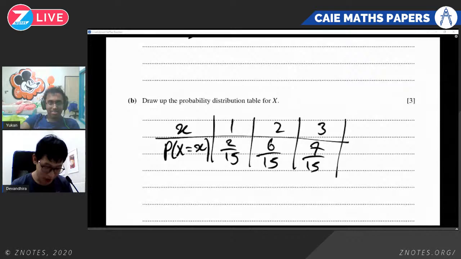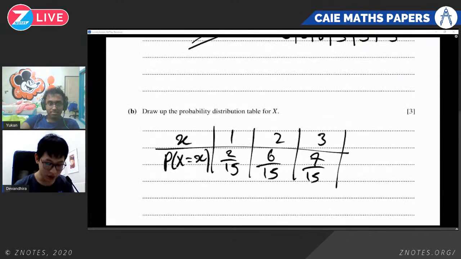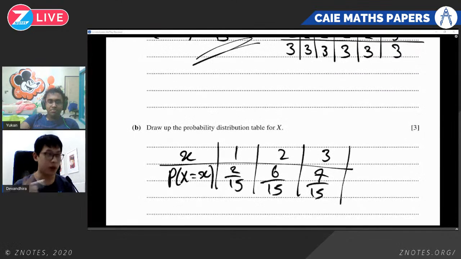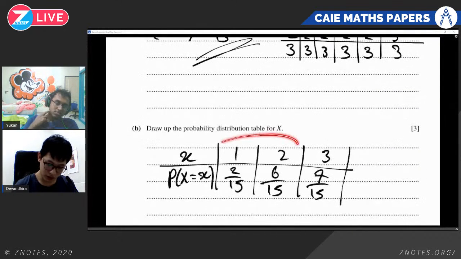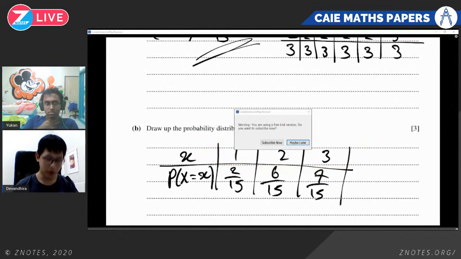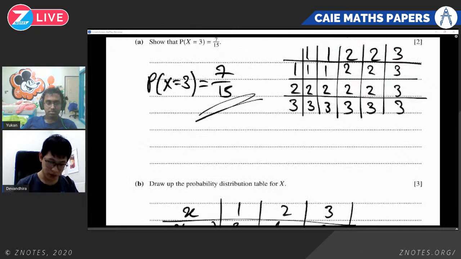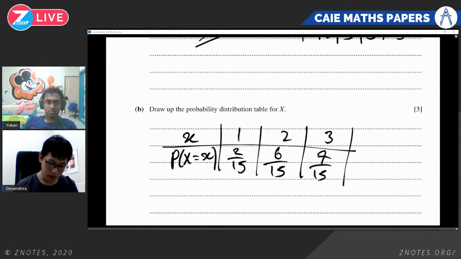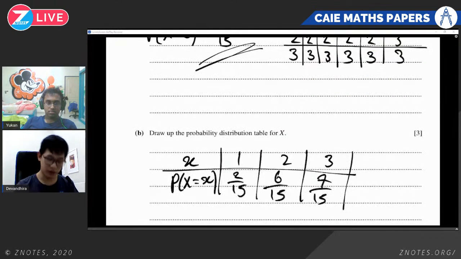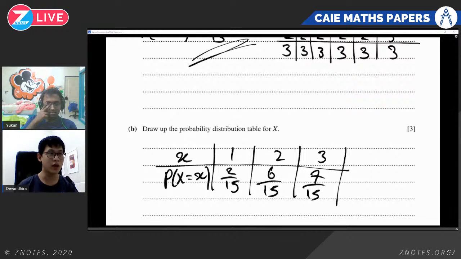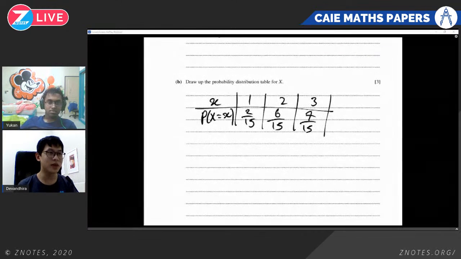Right, so next one. Draw up the probability distribution for x. Alright, so we have to know the possible values first, which is, of course, 1, 2, and 3 from our table. So, which is why I wrote here 1, 2, and 3. Then we have to look for the probability. So the probability of getting 1, you just have to count the number of ones, which is 2 divided by 15. So we have 2 over 15. For 2, it's the same way. There are 6 of them, 6 over 15. We found what 3 was, so it's just 7 over 15. That's it. That's your 3 marks. As simple as that. You get 3 marks for that.